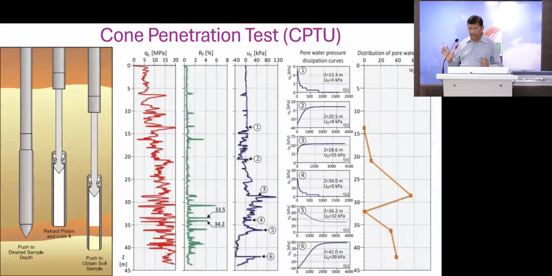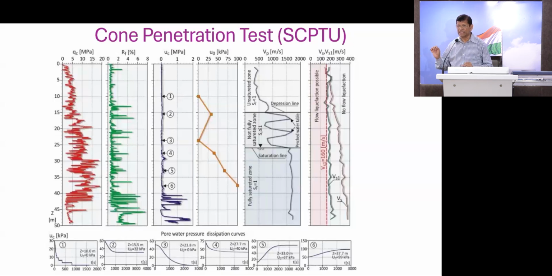This is called CPTU, where we do the pore pressure testing. If you don't do the pore pressure testing, then you say it's only CPT. Then the next is the SCPT, a seismic CPT. The additional parameter it gives us is the seismic velocity. In the subsurface, you can get the seismic velocity, both longitudinal and shear. You can get both the longitudinal P wave and the S wave data.